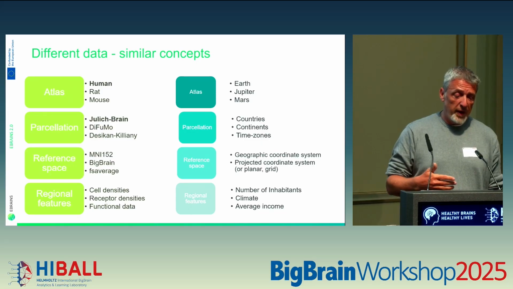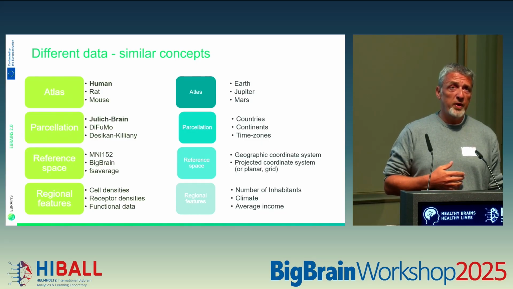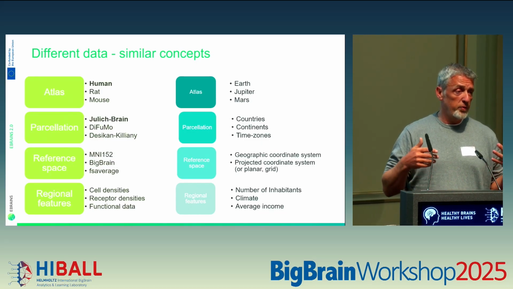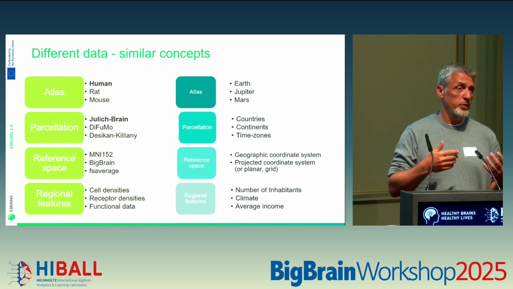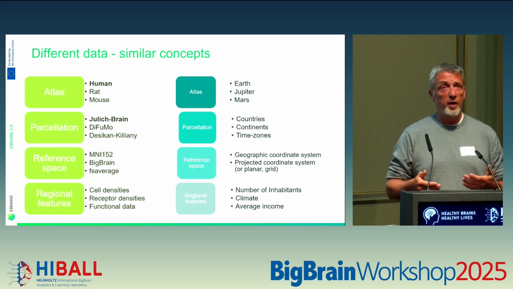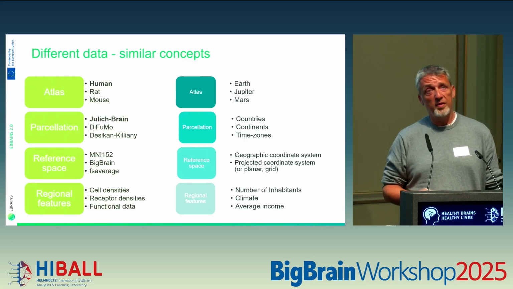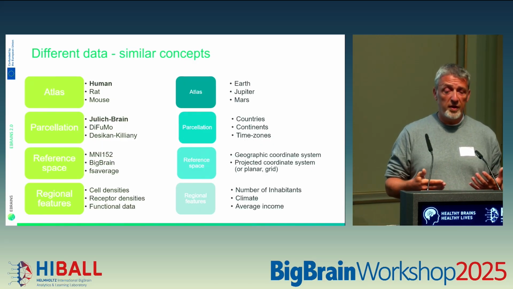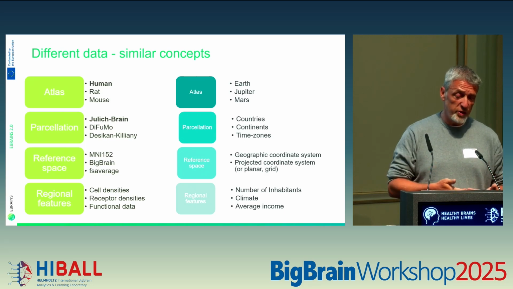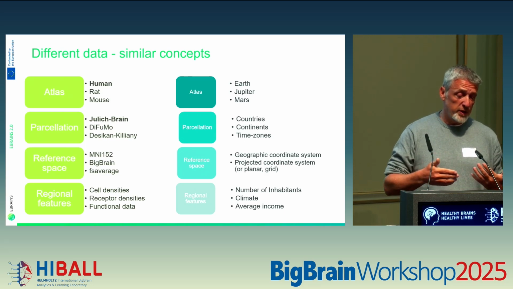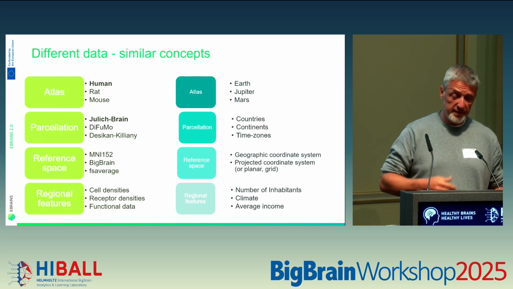And then we have, like you have it in Google Maps, for example, if you browse to a city, you can also click onto a restaurant. You can see when it's open, how the prices are. Those are regional features. So we also have cell densities or receptor densities, functional data, all those data sets which belong to a specific region of a specific parcellation scheme in a reference space in an atlas.